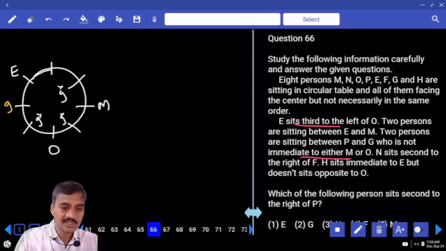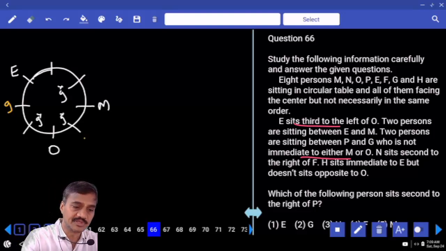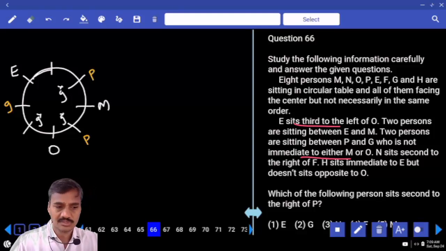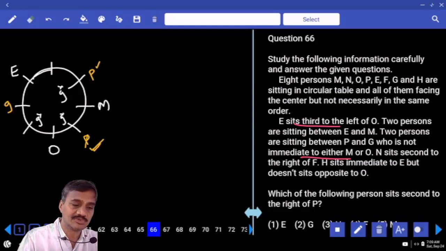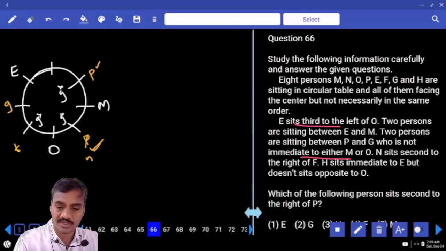Then, if G is here, then 2 persons are in between P and G. 1, 2, P can be either here or here. That is the possibility. And next one, N sits second to the right of F. If P is at this place, is it possible? N sits second to the right of F is not at all possible. Or if you take P at this place, N sits second to the right of F, N and F. It works, right?